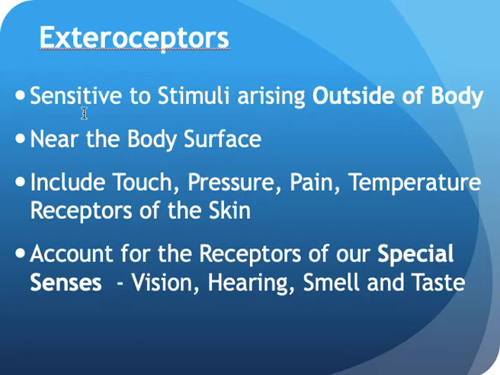So exteroreceptors are sensitive to stimuli arising from outside of the body. This tricks people sometimes, but most of these are going to be near the body surface. They include touch, pressure, pain, temperature receptors of the skin. And this is the part that can be a little bit tricky: they account for the receptors of our special senses. So everything that you're seeing, hearing, smelling and tasting are things that are coming from outside the body. Even though you eat stuff and smell stuff and it comes internally, they're originating from outside, so they're going to be exteroreceptors.